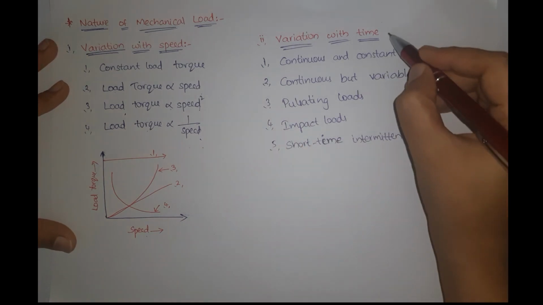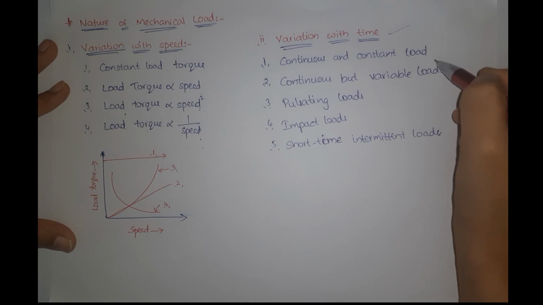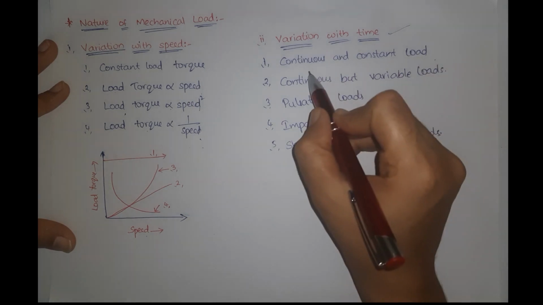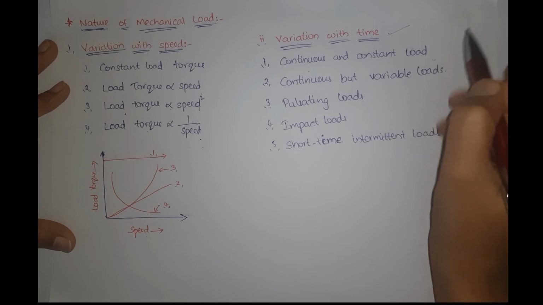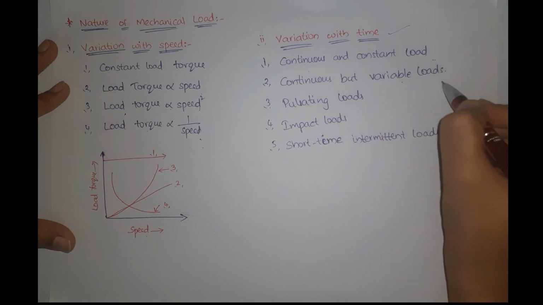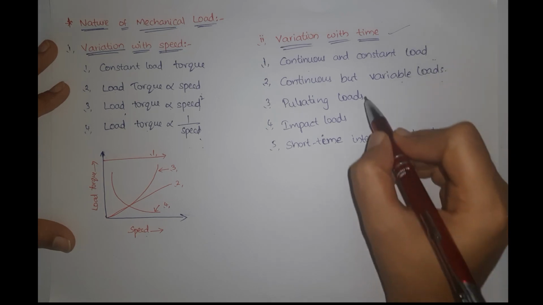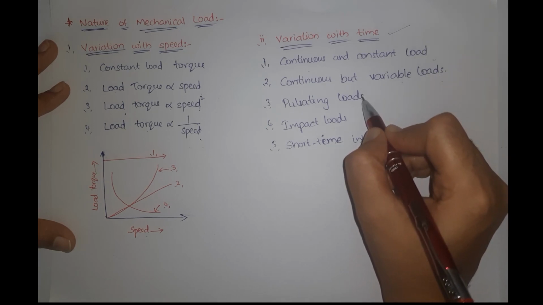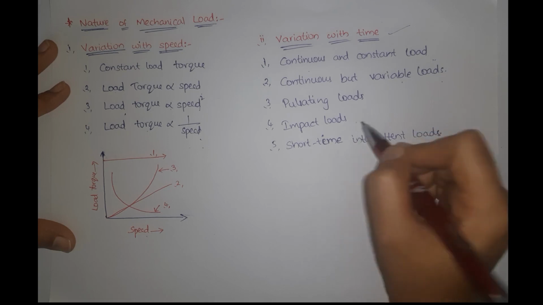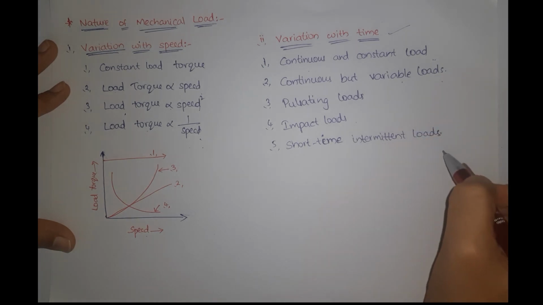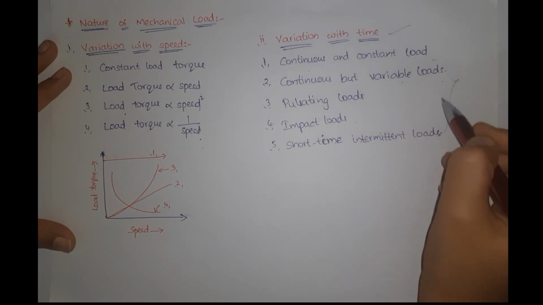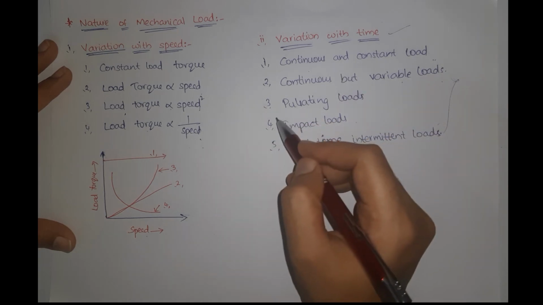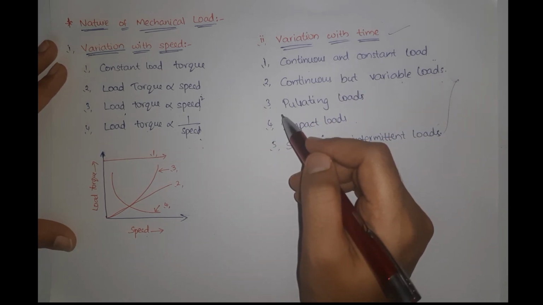Coming to variation with time, the loads may be such that we need a continuous and constant load operation drive, or continuous but with the load varying, right? Also, the load may be a pulsating load, or impact loads, or short time intermittent loads, right? The loads may exist for a short time. So depending upon the type of load, depending upon the type of work which we need to satisfy, we need to select an electrical drive.